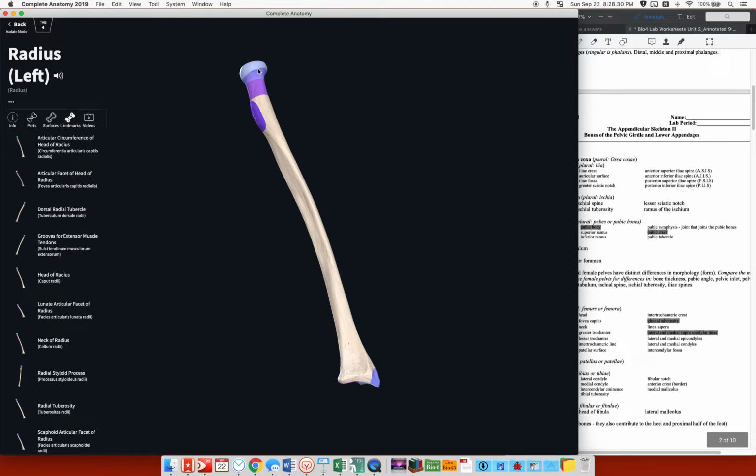This pointing distal tip is the styloid process of the radius. Up here we have the radial neck. Sorry, this is the neck, this is the head. And this, of course, is the radial tuberosity.